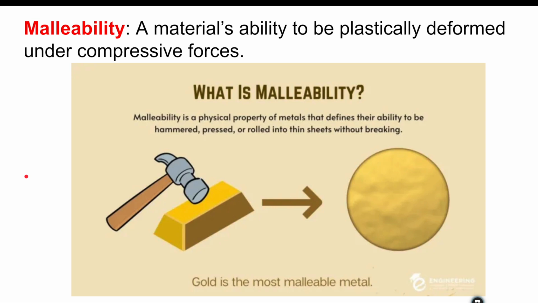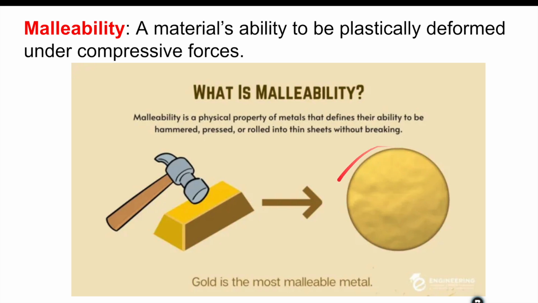Malleability is a material's ability to be plastically deformed under compressive force. So essentially, this is like being a blacksmith and you're hammering away at a piece of steel to shape it into a horseshoe or something like that. So malleability is that ability to plastically deform.